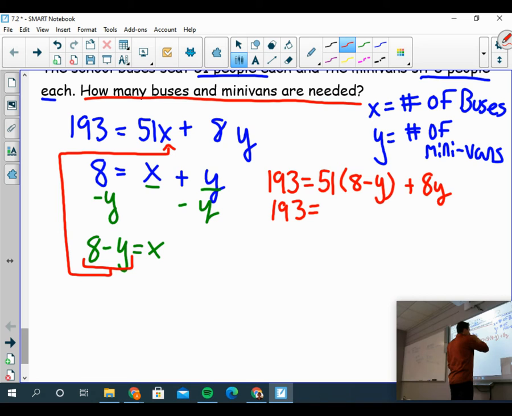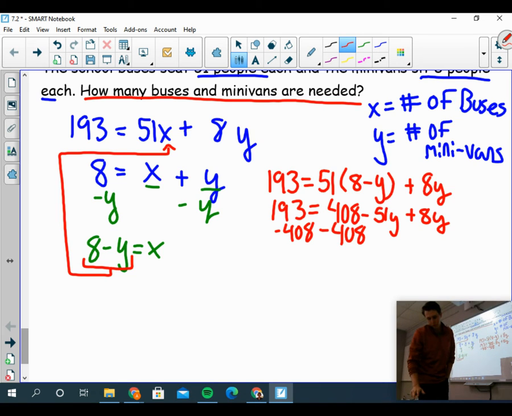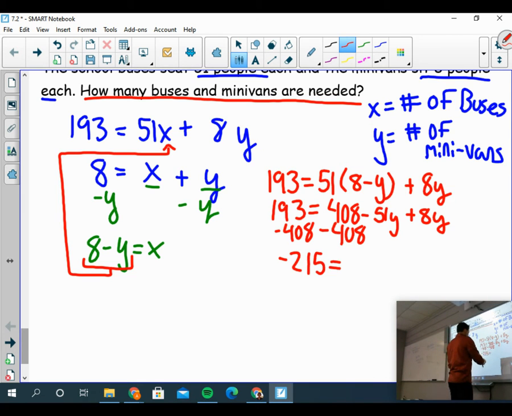51 times 8, that's going to be, off the top of my head, I'll check it with a calculator. I believe it's 408, but always good to check. 51 times 8 is 408, minus 51y, plus 8y. I want to get my variables by themselves. I could have combined like terms first too. We'll do that here in a second. Probably better if I combine the like terms first, but again, we haven't done anything wrong. I'll do it in one step too. Go ahead and combine these like terms.